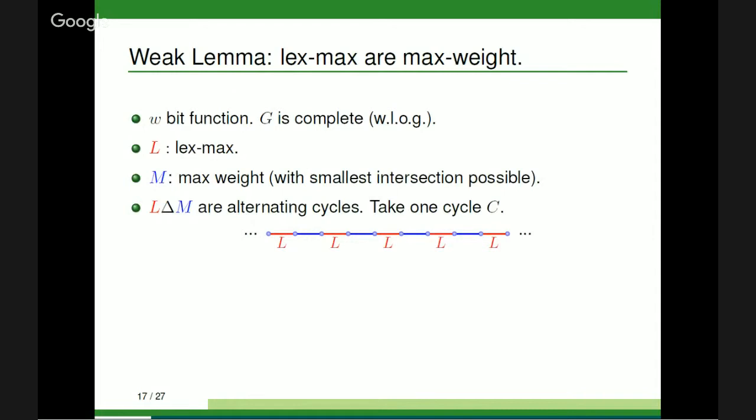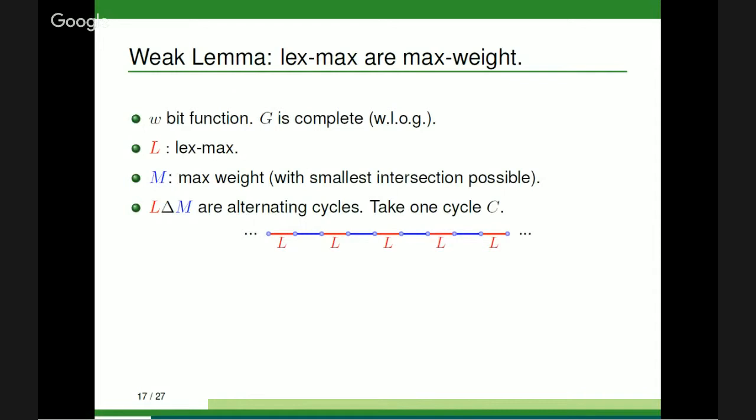Now, even more, assume that the graph has an even number of nodes, because I want to work with perfect matchings, just for simplicity. So compute a Lex-max matching L and compute a maximum weight matching, M. And among all the maximum weight matchings, select the one that has smallest intersection possible with L. That can be done. And now, both matchings are perfect. Why is that? Because if they were not, you can always add zero weight edges to complete the matching.